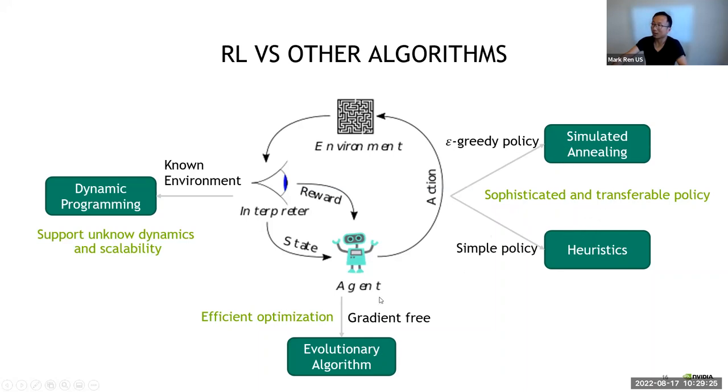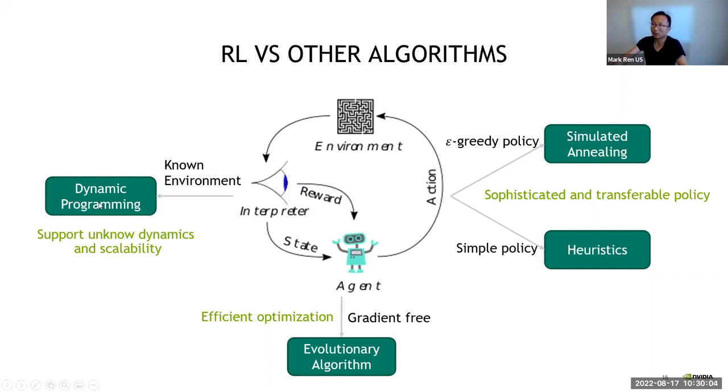For example, compare reinforcement learning versus simulated annealing and heuristics. Reinforcement learning can have a very sophisticated, transferable policy. Annealing and heuristics make moves based on simple rules, but with RL you can build a very complicated model, or policy, to figure out what action to take. This policy is trained on some data, and it can infer on new, unseen data, which is not doable with simulated annealing, heuristics, or any of the other methods.